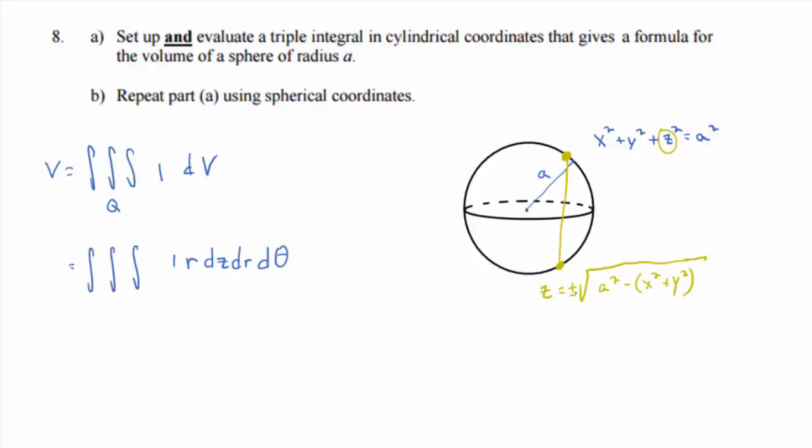Do you buy that? Notice what I did. I subtracted x squared plus y squared as a quantity. Why did I do that? What am I going to replace it with? r squared. Okay, so what's the floor going to be for the inner limit of integration? That's going to be the negative square root of a squared minus r squared. And the ceiling is the positive. Does that make sense to you?